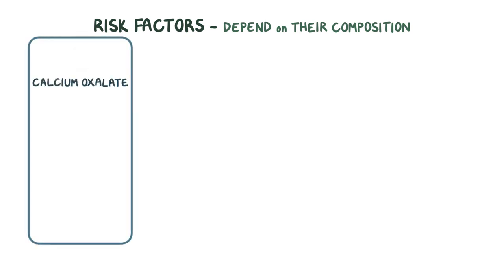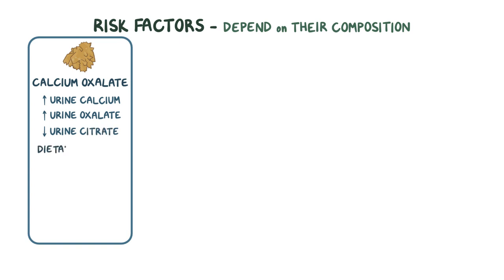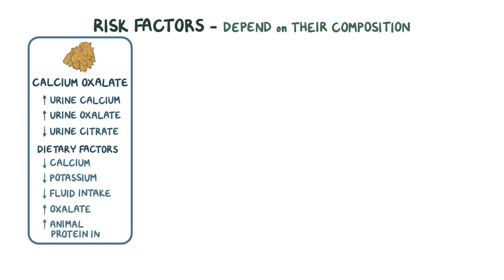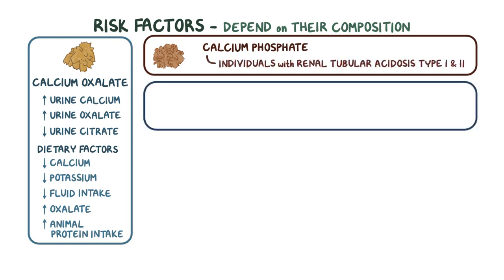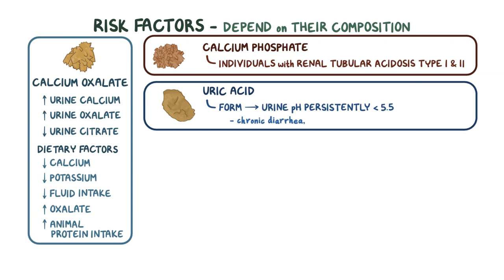Risk factors for developing kidney stones depend on their composition. Risk factors for calcium oxalate stones include high urine calcium, high urine oxalate, low urine citrate, and dietary factors include low calcium, low potassium, and low fluid intake, as well as a high oxalate and a high animal protein intake. Calcium phosphate stones usually develop in individuals with renal tubular acidosis type 1 and 2. Uric acid stones can form when urine pH is persistently below 5.5, which can happen with chronic diarrhea or conditions like gout, diabetes, and obesity.